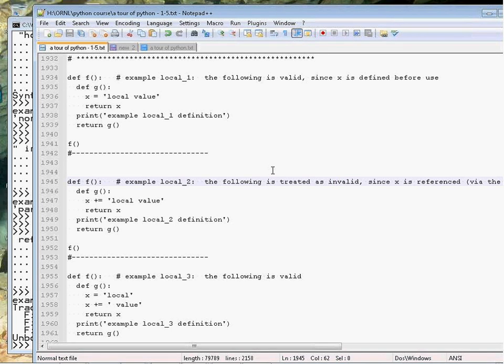The first example should be straightforward. Let me ask about the second example. Do people see what's going on with the second example?